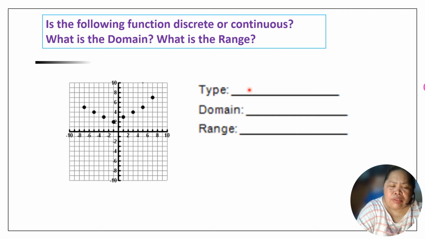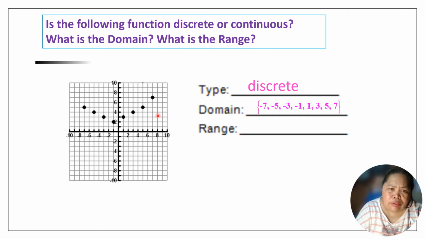Next. Is the following function discrete or continuous? Of course, this one is discrete. It has a proper alignment, no, where the points are. Of course, the domain can be read here. So we remember that x values are the domain and the y values are the range. Okay, so this is how to get it.